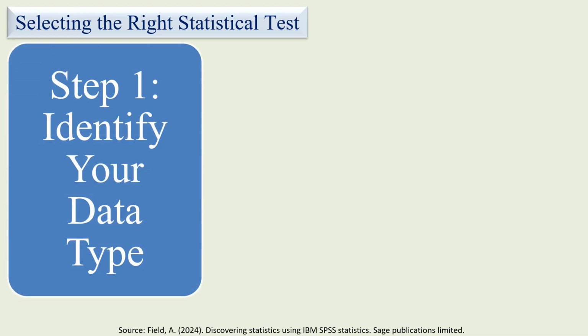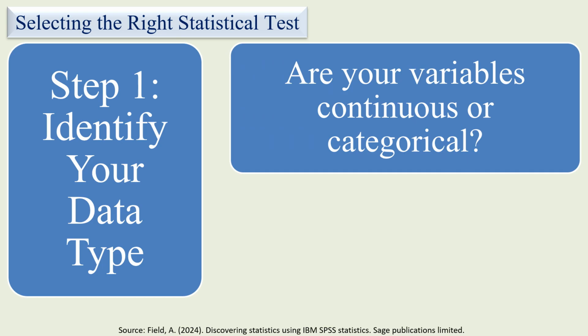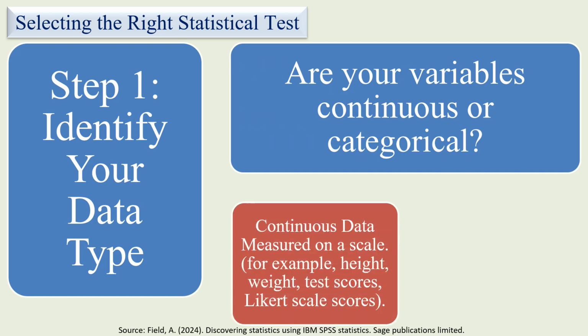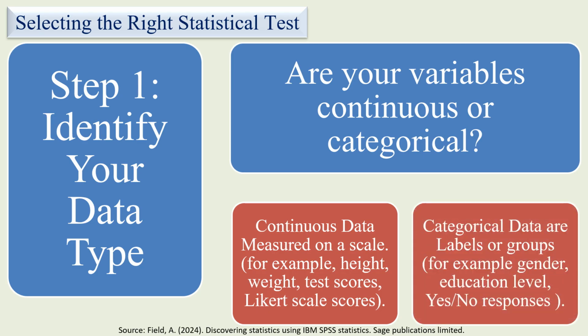Identify your data type. Before selecting a statistical test, you need to determine your data type. Are your variables continuous or categorical? Continuous data is measured on a scale, for example height, weight, test scores, Likert scale scores. While categorical data are labels or groups, for example gender, education level, yes and no responses.